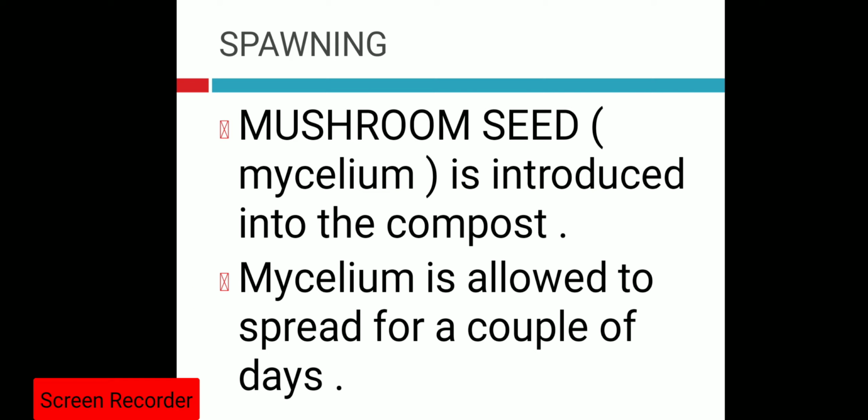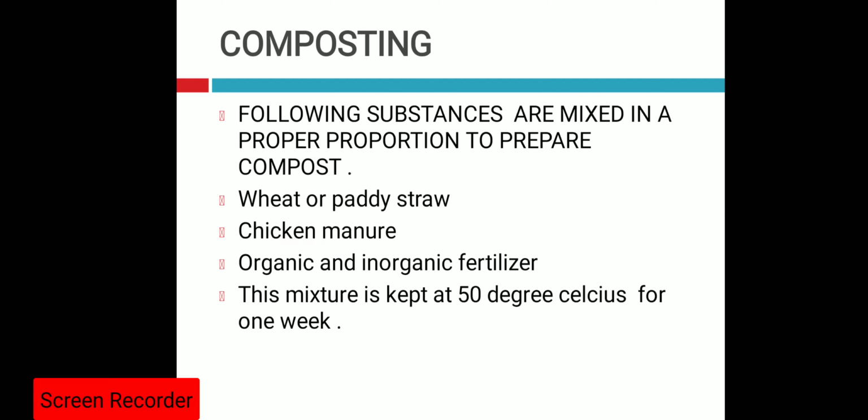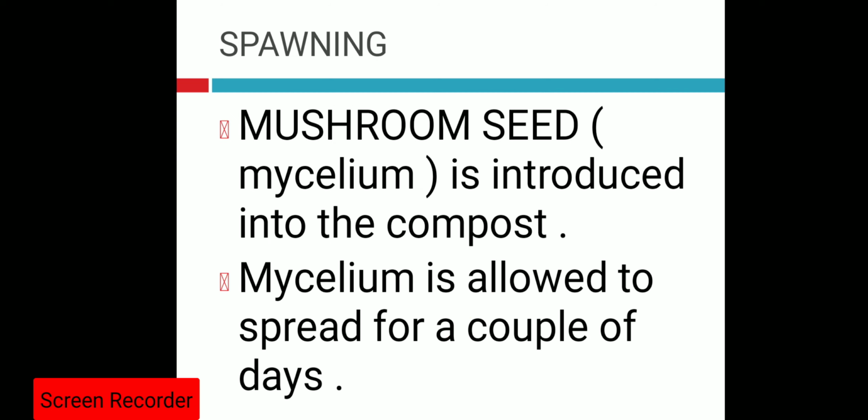Now the next step is spawning. So what is done in spawning? The mushroom seed, that is mycelium. You know that fine thread-like structure is known as mycelium, and the network of mycelium is known as hyphae. So mycelium is introduced into the compost, and this mycelium is allowed to spread for 1 or 2 days or a couple of days, and in this the spawning of the mushroom cultivation will be done.